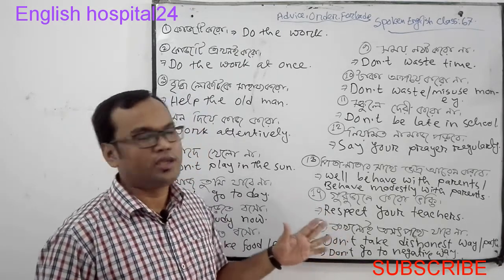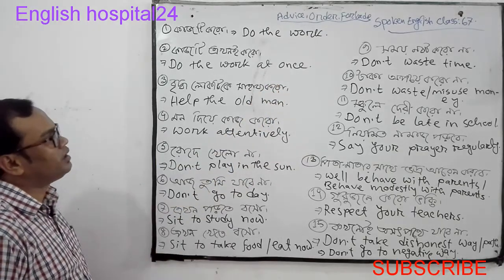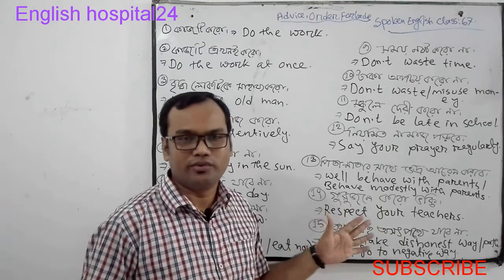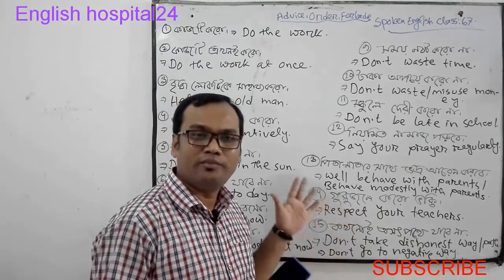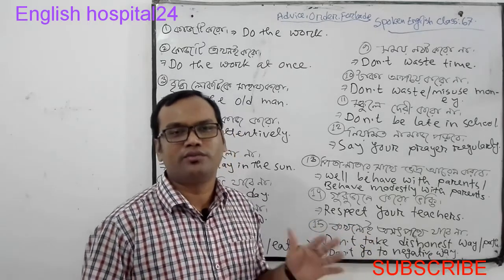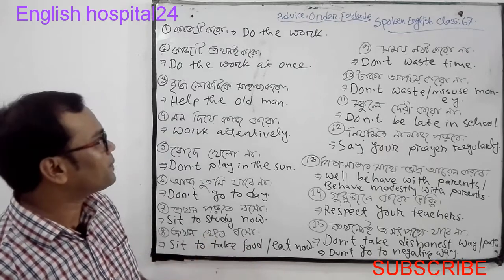So here I have written 15 sentences, but these 15 sentences will help you to make 1500 sentences. If you can understand the structure of these English sentences, then you will be able to make or build up or use 1500 sentences for your spoken English, for your written English, for your IELTS English also.